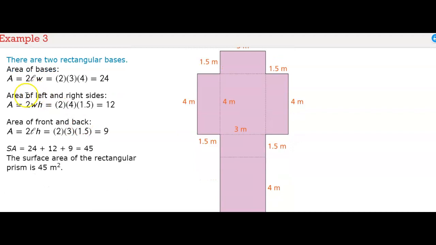Now here it all is written out exactly what I said. Once you have all of those areas, you just add them up together and you get the surface area of that prism as 45 meters squared.